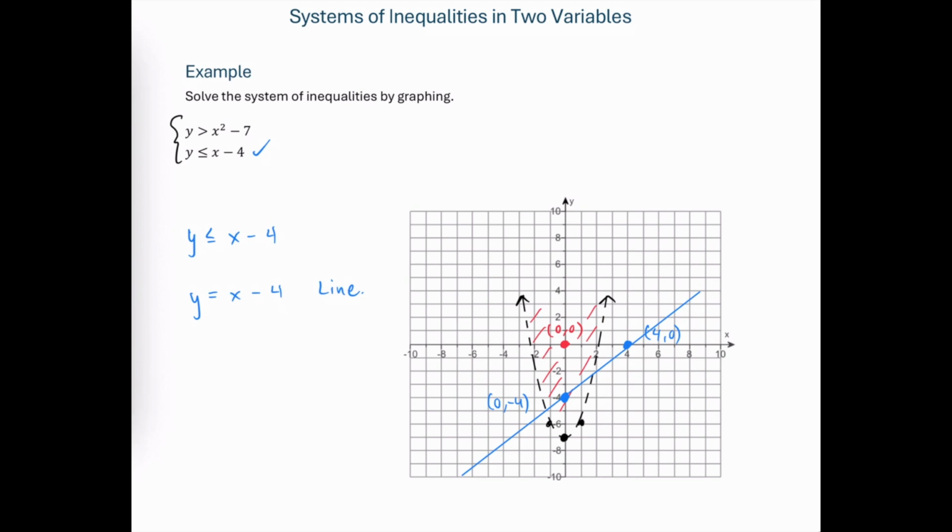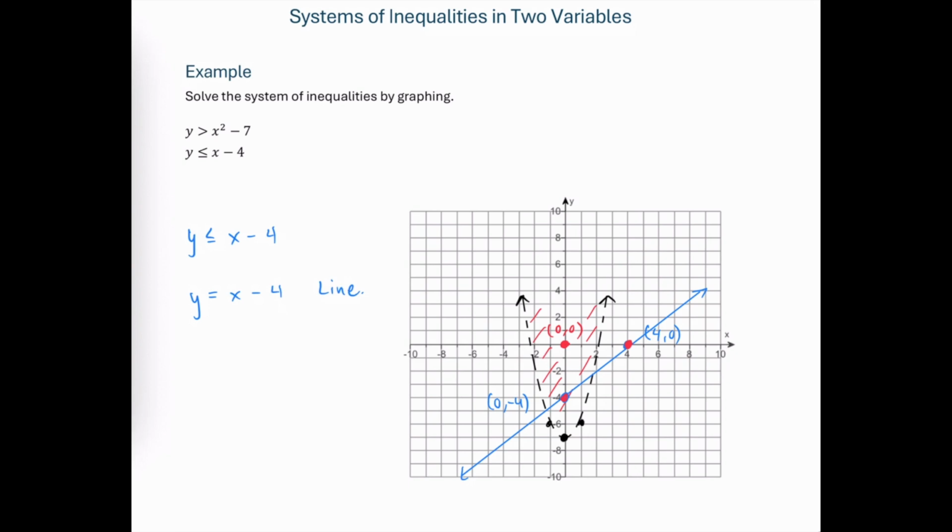And so now we're going to connect these dots with a solid line because the inequality at the beginning is less than or equal to, which means that the ordered pairs that are actually on the line are part of the solution set. So the line is solid and not dotted.